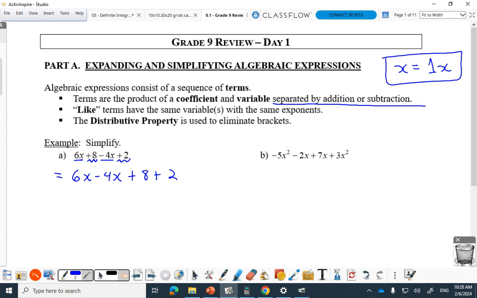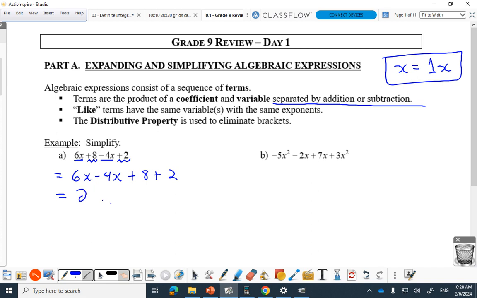Now, here's the best part of all this. If you didn't really understand in grade 9 why you were doing these things: if x is 100, this is 600 minus 400. They're both hundreds, so I can put them together. If x is 1,000, 6,000 minus 4,000. In fact, I chose two nice numbers, 100 and 1,000, but any x will work. If this is 6 times 8 and 4 times 8, I can put them together and say, oh, that's the same as 2 times 8.